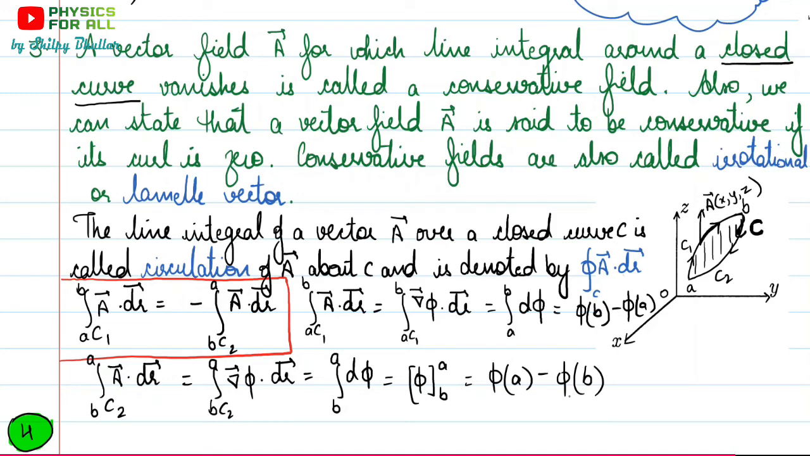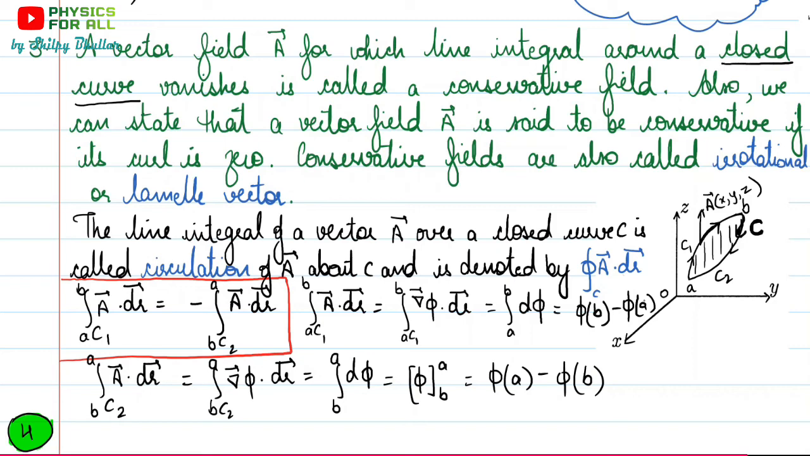And now we want to find the line integral over the closed curve. We have made this closed curve by joining two non-closed curves, or two open curves. C1 was an open curve, C2 was an open curve. They were joined to form a closed curve C. We found the line integral along the open curve C1. We have found the line integral along the open curve C2.